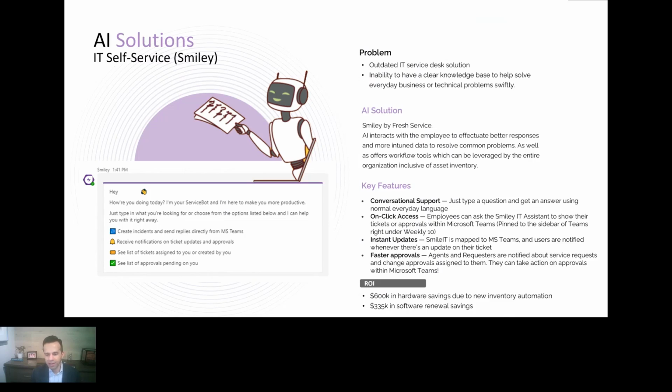And these are the various aspects, right? So conversational support, one-click access, anything. Okay, I need a new laptop, or any kind of those requests. You just chat with our chatbot, which we have implemented. We call it Smiley for the obvious reason, and it has given us a huge, tremendous ROI.